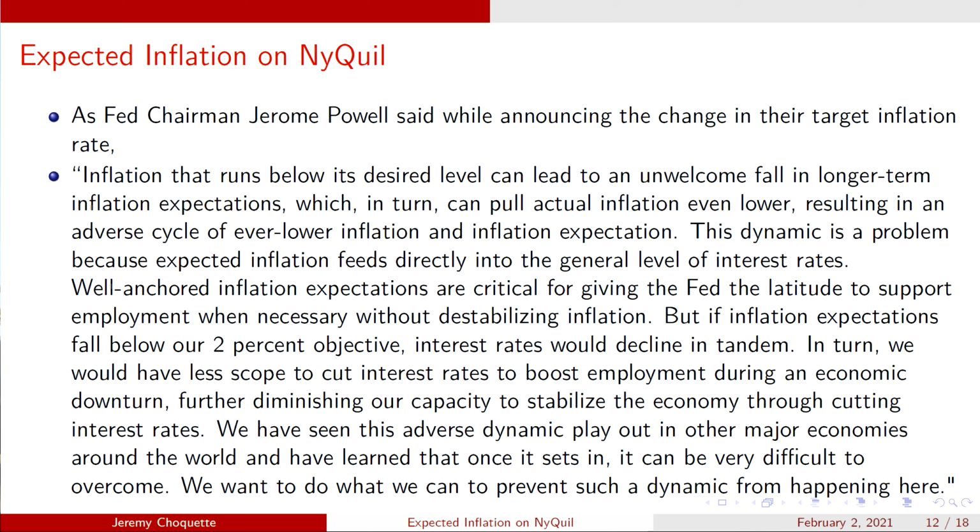But if inflation expectations fall below our 2% objective, interest rates would decline in tandem. In turn, we would have less scope to cut interest rates and boost employment during an economic downturn, further diminishing our capacity to stabilize the economy through cutting interest rates. We've seen this adverse dynamic play out in other major economies around the world and have learned that once it sets in, it can be very difficult to overcome. We want to do what we can to prevent such a dynamic from happening here.